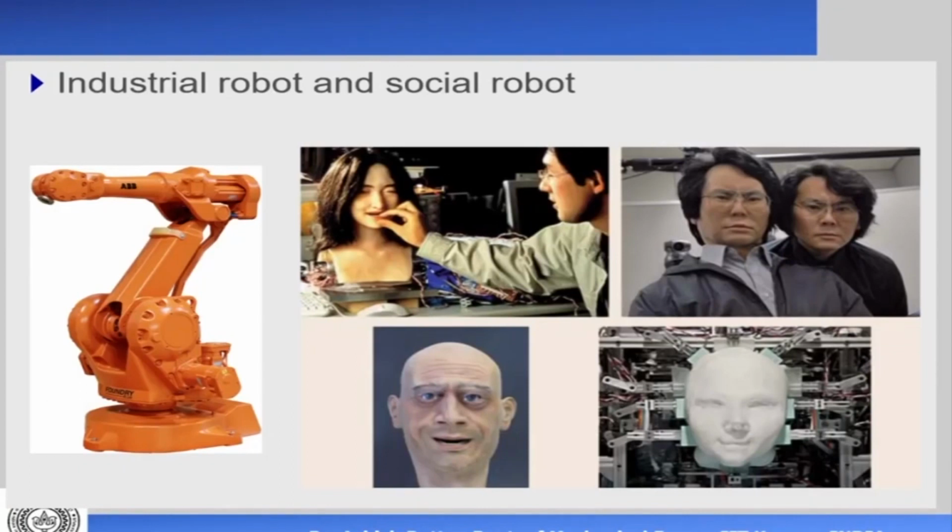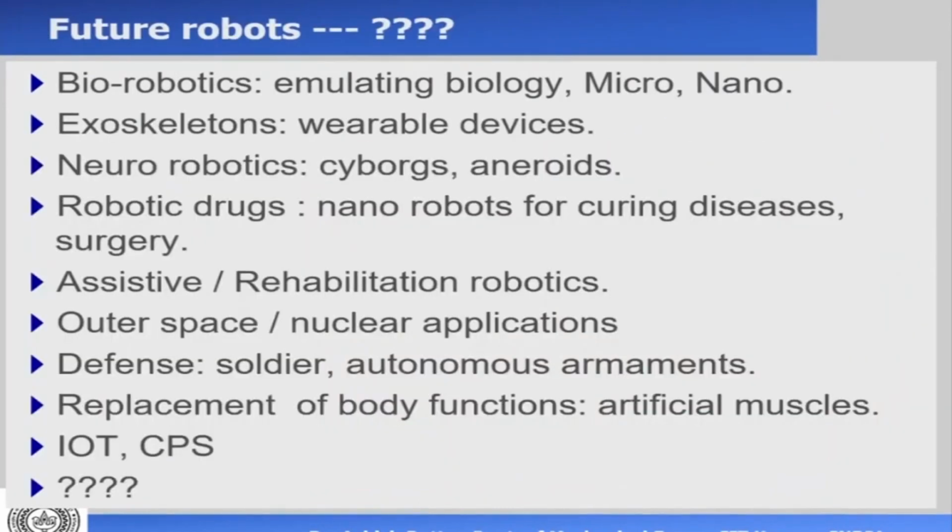Another way of classifying is industrial robot and social robot. So this is an industrial robot, whereas these are social robots. Okay, so robots can be classified in different ways these days. Now, what is the future? In the future, there are different robotic applications, and a lot of these applications have to do with social requirements and social needs.